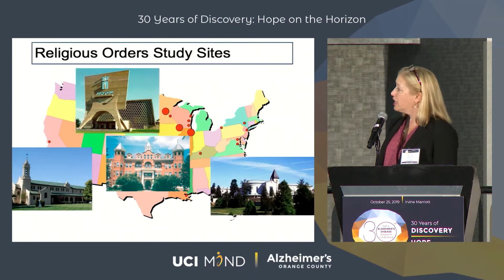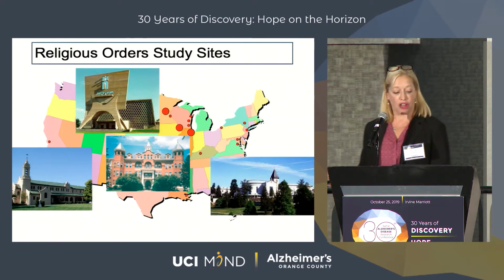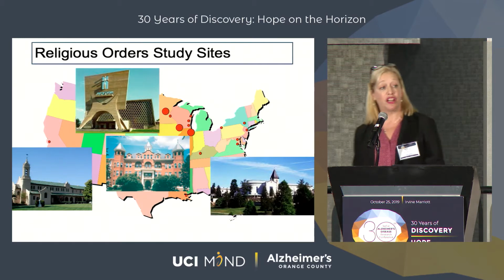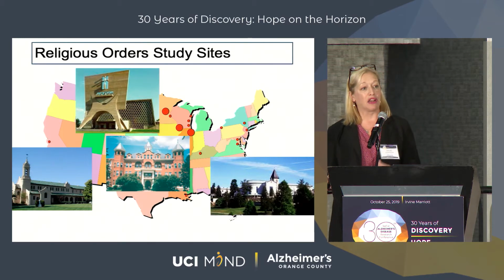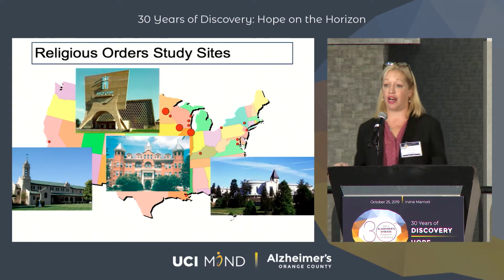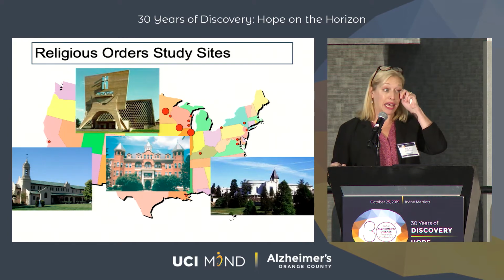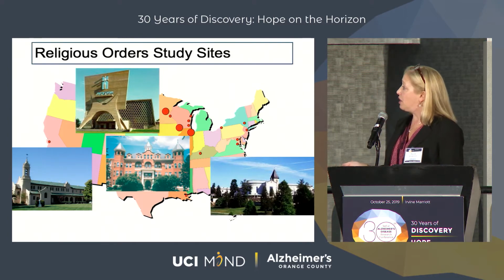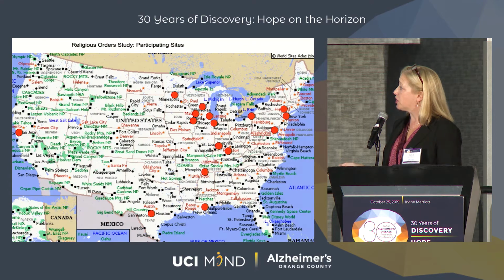So this is what it looks like. The red dots are where we go. It's an older slide. I need to update it because we are still actively recruiting, and we are particularly looking for racial and ethnic minorities and men. But here's just some pictures of this. Here's from across the country.